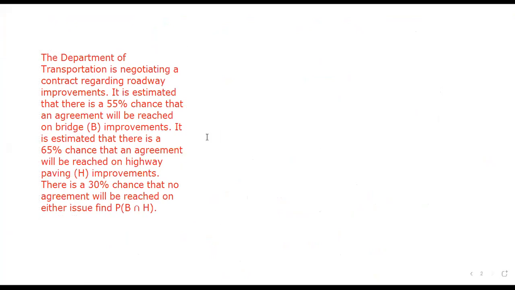The Department of Transportation is negotiating a contract regarding a roadway. It is estimated that there is a 55% chance that they will agree. So we are going to use our own notations. There's a chance that they will agree on the bridge agreement at how much? 55. So we can call the probability of B 0.55. Are we together? Yeah. Then we are told that the chance that there will be an agreement on the highway is 65%. So probability of H is 0.65. Are we together on this one?